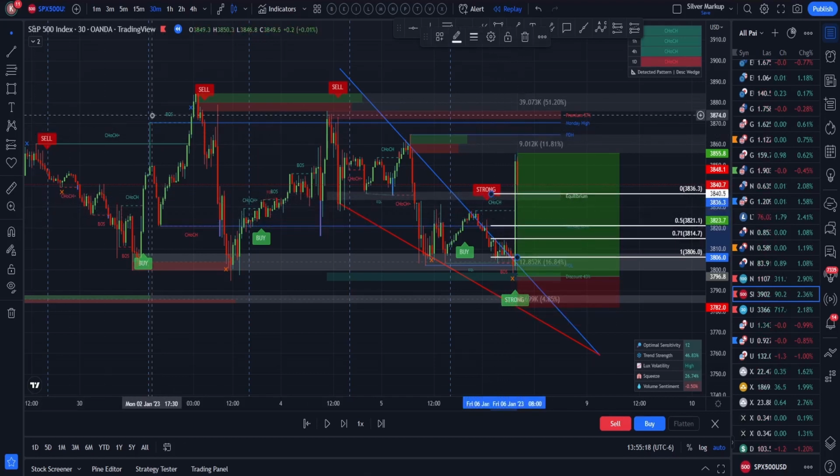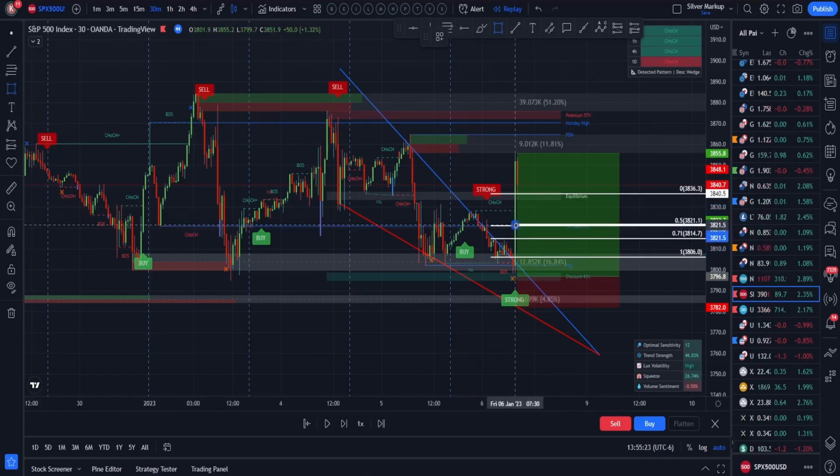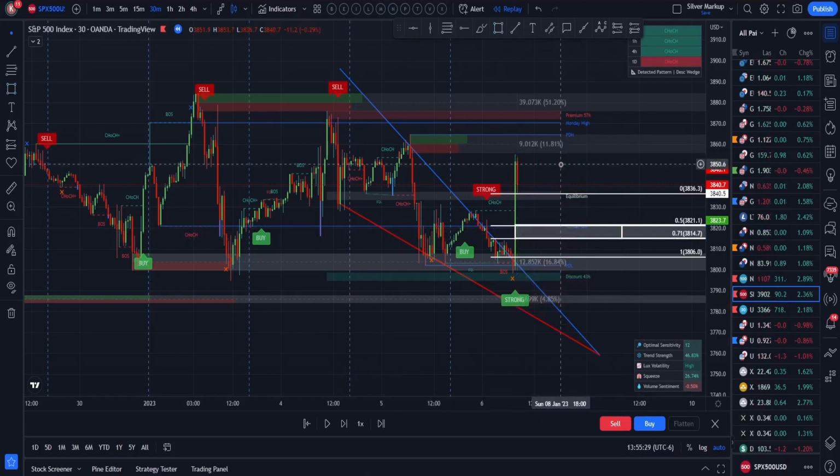So I could be looking, see, you got that reaction. I could be looking for a second entry in this area here. See how that breaks out. A second entry in this area here. We're going to delete this so we can just see the charts, and we're going to let it play out.